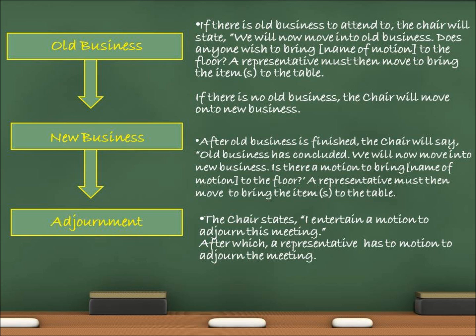Once all business has been handled, the chair may say, "I entertain a motion to adjourn this meeting." A representative will then have to move to adjourn the meeting. This motion must be seconded, but there is no discussion portion. It moves straight into a vote. If the majority of members vote in favor of adjourning, your meeting is over.